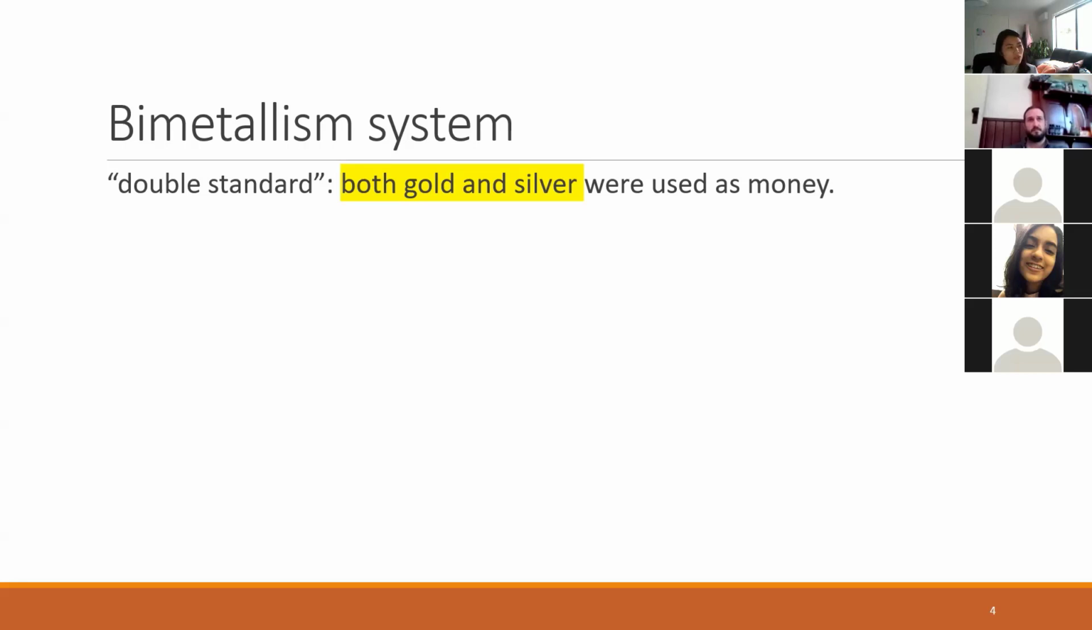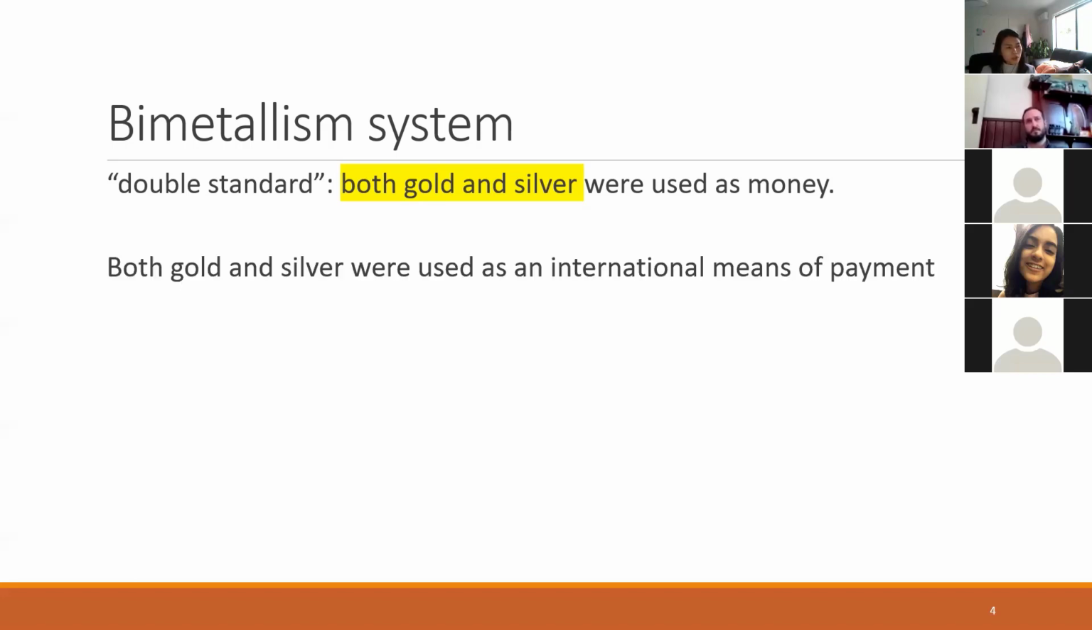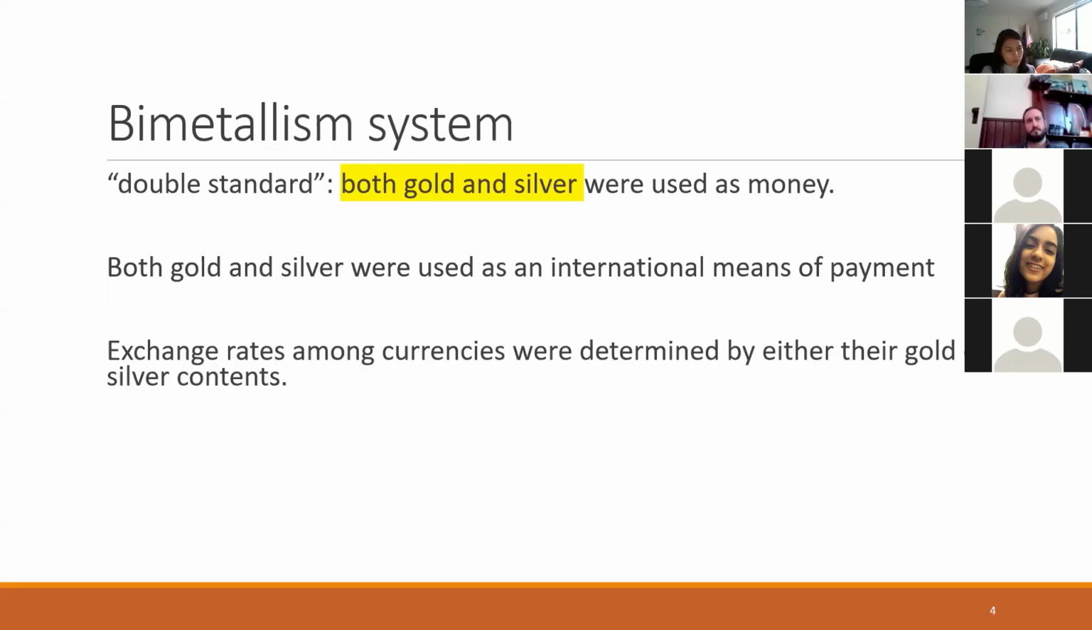Okay. So in this case, this is a double standard system in the sense that we have two metals that are used as the mediums of exchange. In this system, both gold and silver at that time were used as money. So you can either exchange goods and services using gold or silver, okay? For international settlement as well, gold and silver are the medium of exchange, okay? So the exchange rates under the bimetallism system is determined by the relative value of the currency against the gold and silver content, okay?